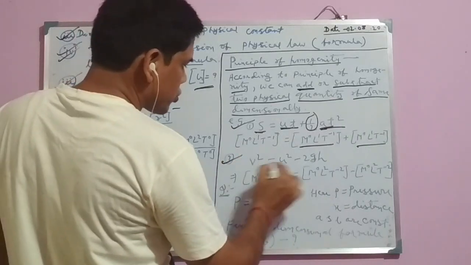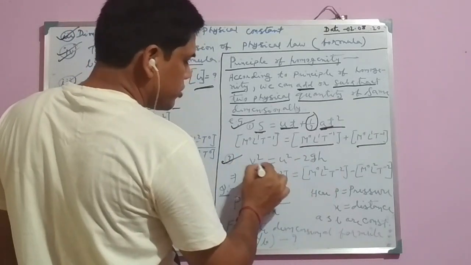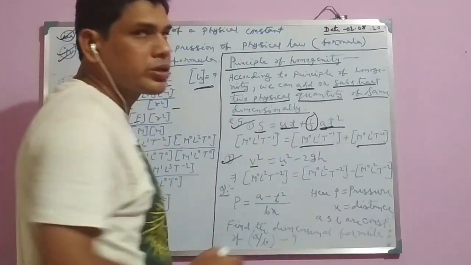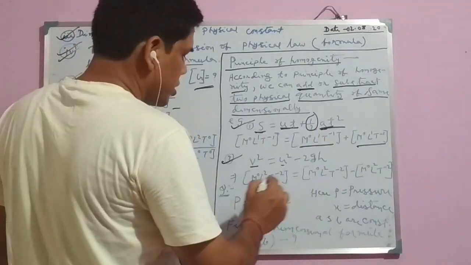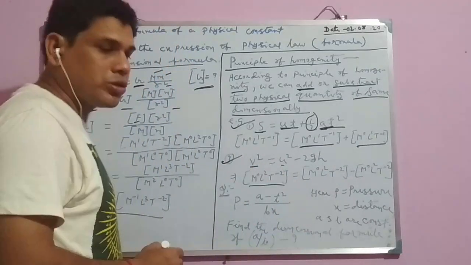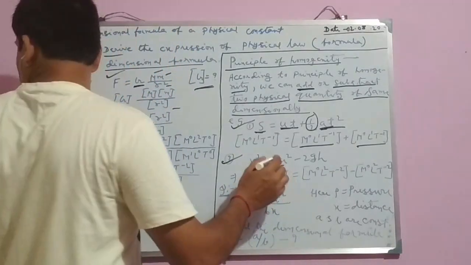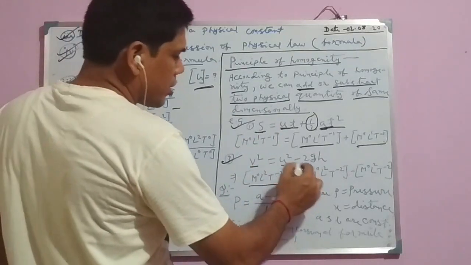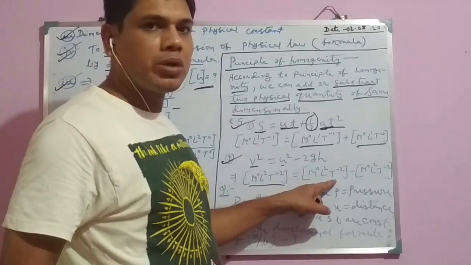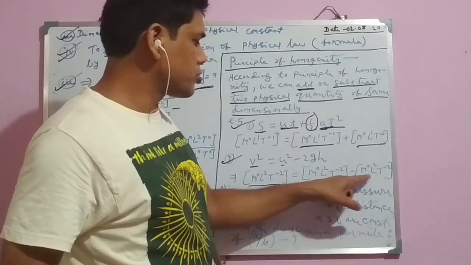Okay. Next one, another example: v square equals u square minus 2gh. Here v means final velocity, u means initial velocity, g is acceleration due to gravity, and h is the height. Now the dimensional formula of v square, we can find, is M to the power 0, L square, T to the power minus 2, and the dimensional formula of u square equals M to the power 0, L square, T to the power minus 2, and minus of this.